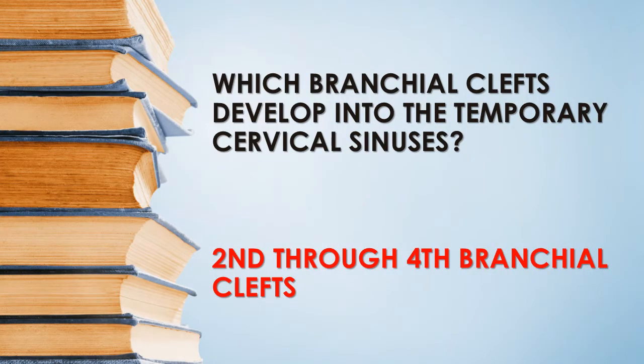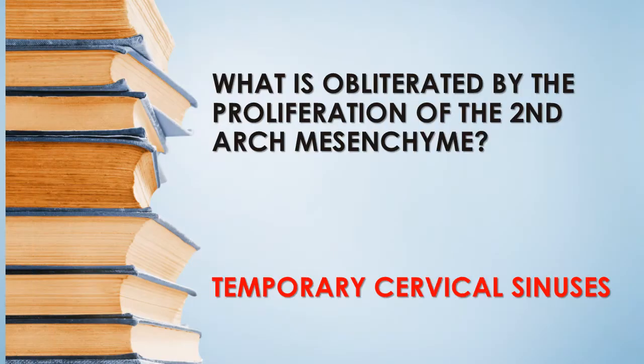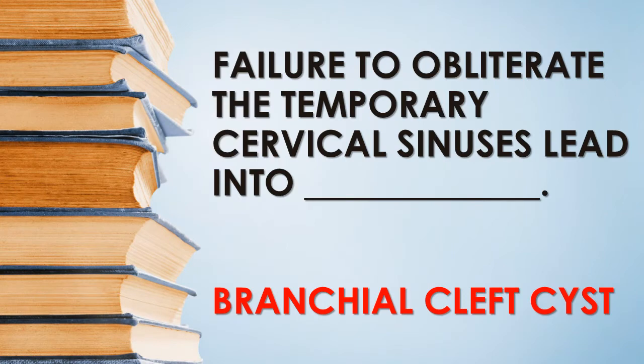Which bronchial clefts develop into the temporary cervical sinuses? Second through fourth bronchial clefts. What obliterates the temporary cervical sinuses? The proliferation of second arch mesenchyme. What is obliterated by the proliferation of the second arch mesenchyme? Temporary cervical sinuses. Failure to obliterate the temporary cervical sinuses leads to a bronchial cleft cyst.